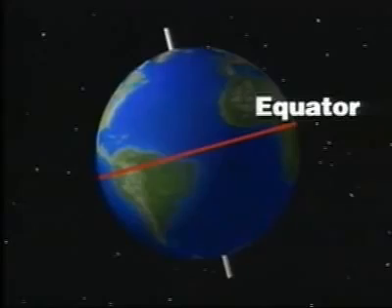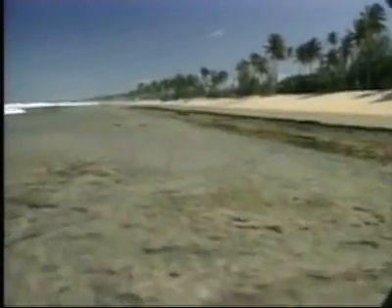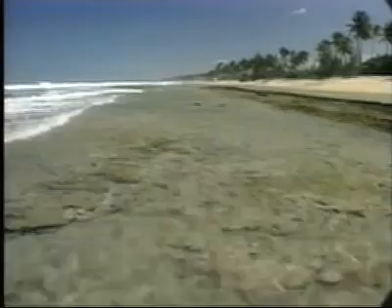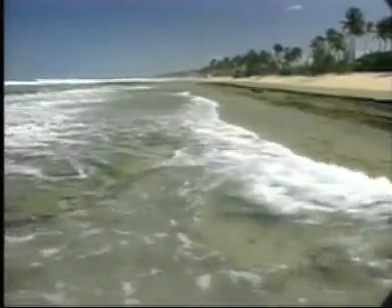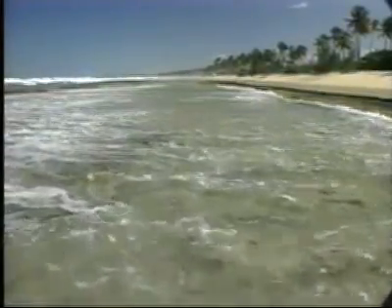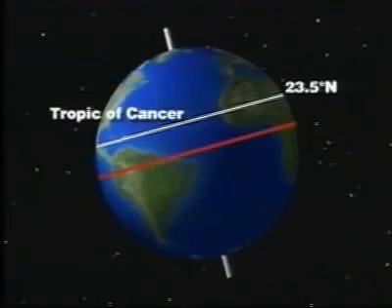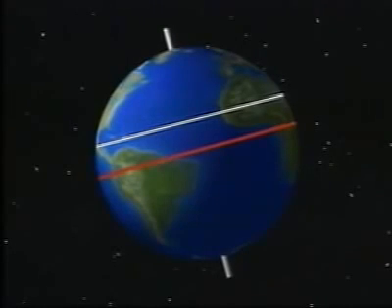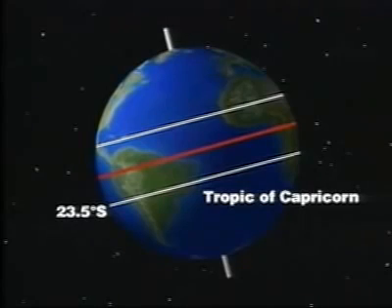The first one is the equator. Places located near the equator receive large amounts of sunlight all year round and are warmer than other places on Earth. 23.5 degrees north of the equator is a line of latitude called the Tropic of Cancer. When the northern hemisphere is tilted toward the sun, sunlight falls directly along this line. When the southern hemisphere is facing the sun, sunlight falls upon another line, located 23.5 degrees south of the equator, called the Tropic of Capricorn.